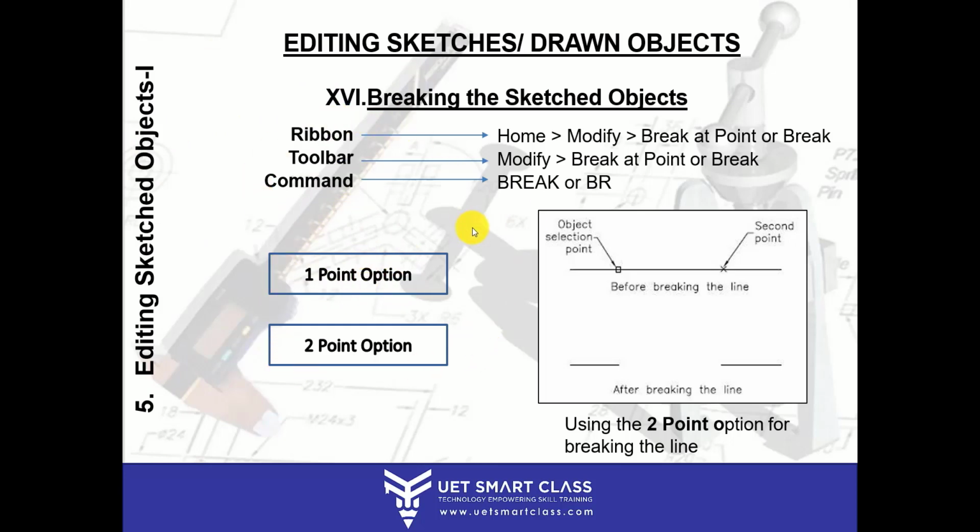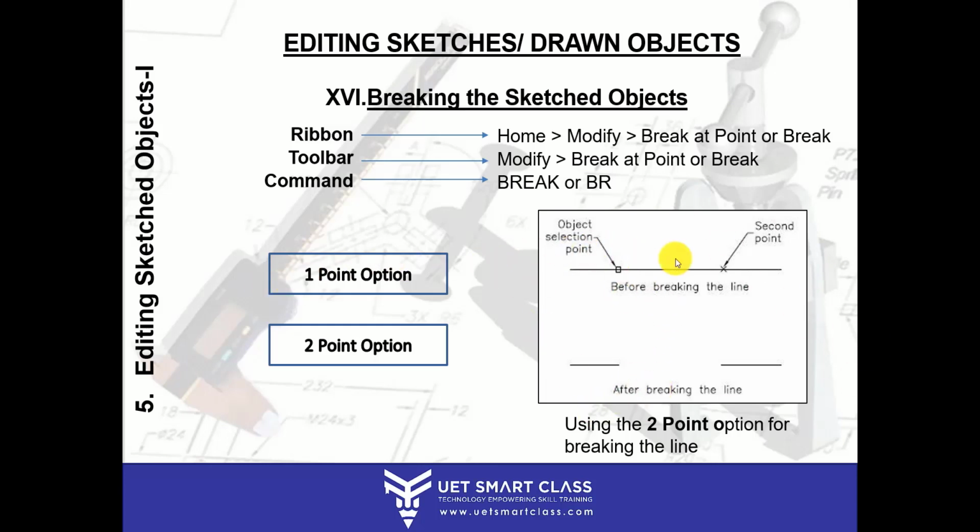You can go to the Home tab. In the Modify panel, you will get two things: Break at Point or Break. Break at Point is the 1 point option. In Break, you have to specify two points, the 2 point option. In Modify, again, Break at Point or Break, or otherwise in the command line you have to type break completely or BR and enter.